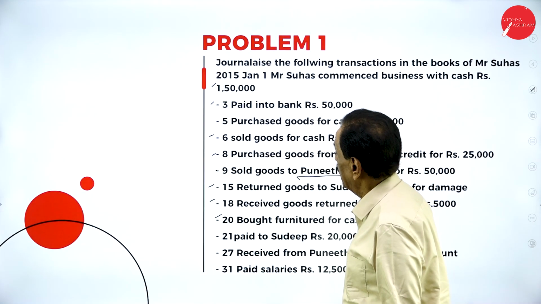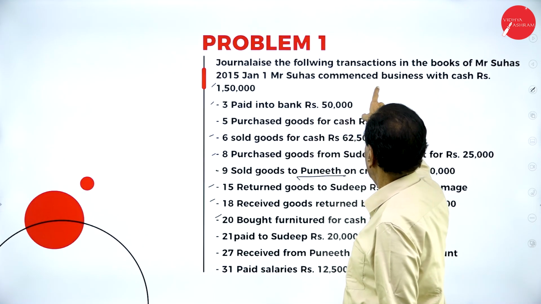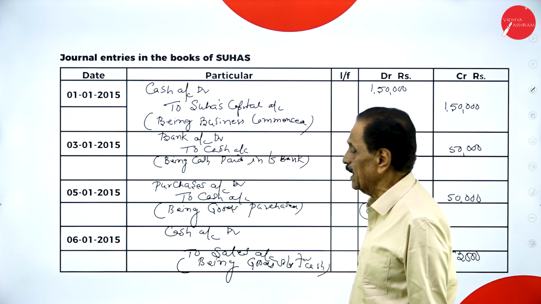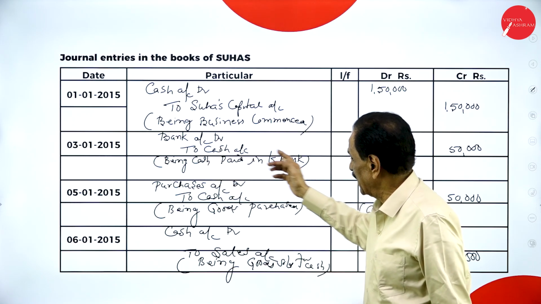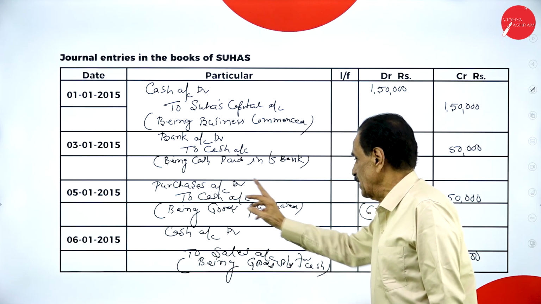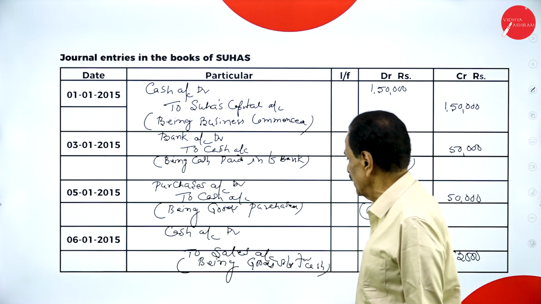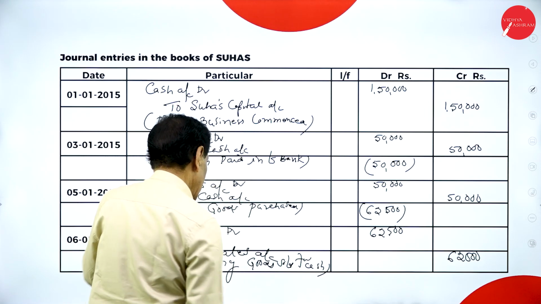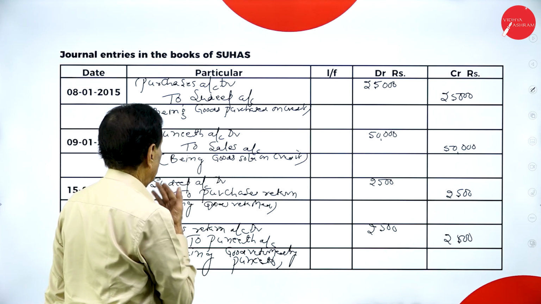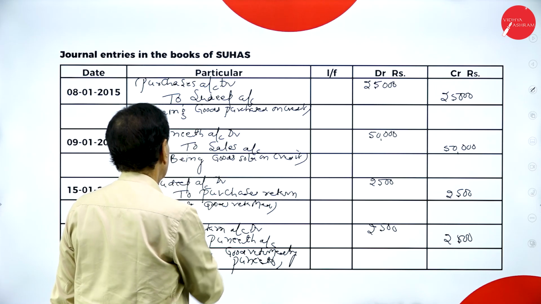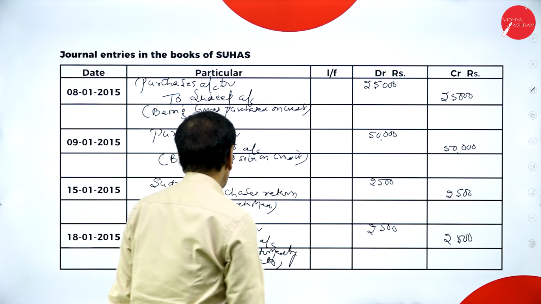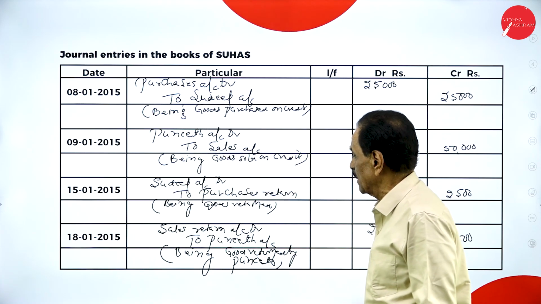I will repeat the entries. Journal. First one, commence the business: cash account debtor to Suhas capital. Paid into bank: bank account debtor to cash account. Purchase for cash: purchase account debtor to cash account. Goods sold: cash account debtor to sales account. Purchase account debtor to Sudeep account.